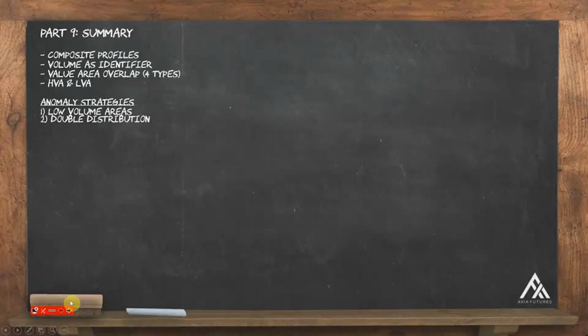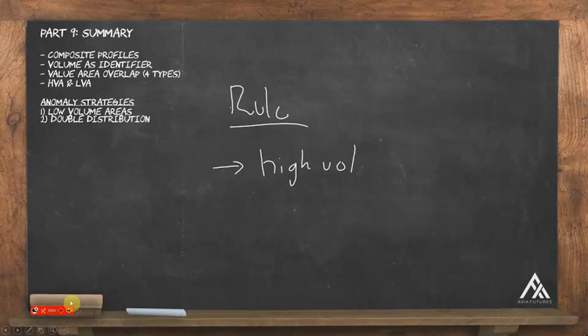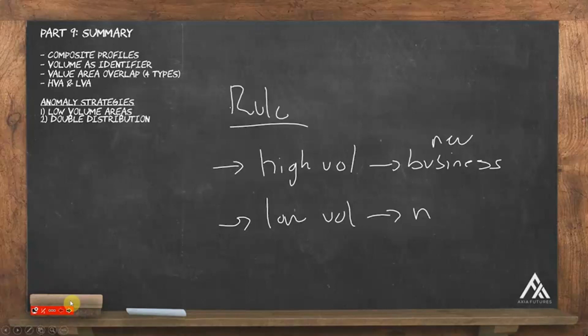We then moved on and spoke about volume as a key identifier. And we said that volume is particularly important as it's a very strong measure of the degree of success of the auction process. As a general rule of thumb, it's not a hard and fast rule, but ideally we want to see high volume attracting a lot of business. High volume tends to mean a lot of business or new business, where low volume would be an identifier of maybe a lot more noise. So again, that was the key takeaway in terms of volume as a key identifier.